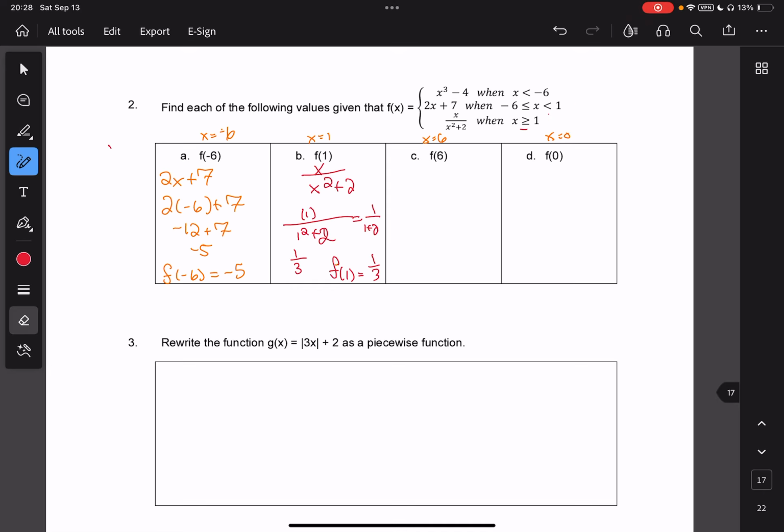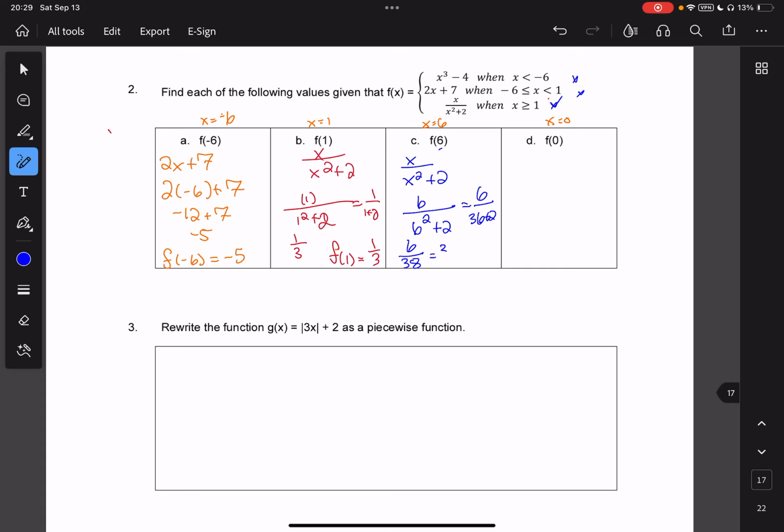Next, we have our f of 6. X is less than -6, that doesn't work. X is between -6 and 1, that doesn't work. X is greater than or equal to 1, this one works. So we're going to be using the equation x over x squared plus 2, or 6 over 6 squared plus 2, which becomes 6 over 6 times 6 is 36 plus 2, or 6 over 38. 6 over 38 simplifies to 3 over 19, so f of 6 is equal to 3 over 19.